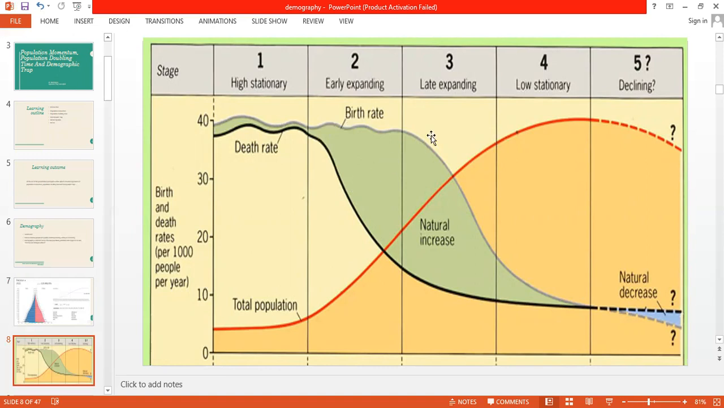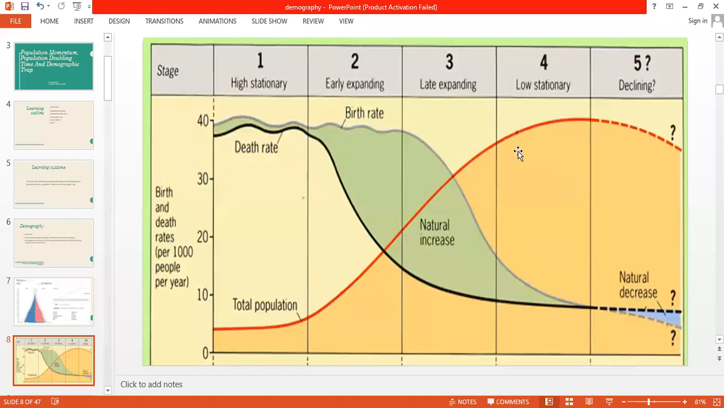The third stage is the late expanding stage, in which the birth rate also starts to fall. The death rate continues to fall, but population is rising because the birth rate exceeds the death rate. Pakistan is in the late expanding stage.